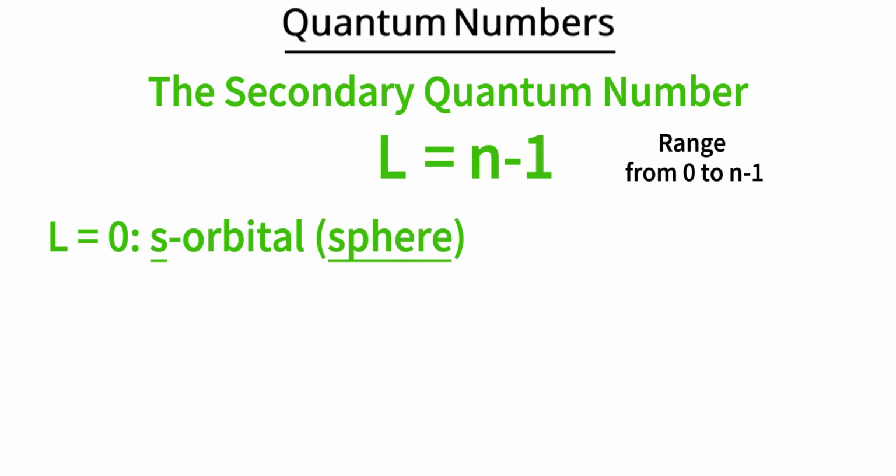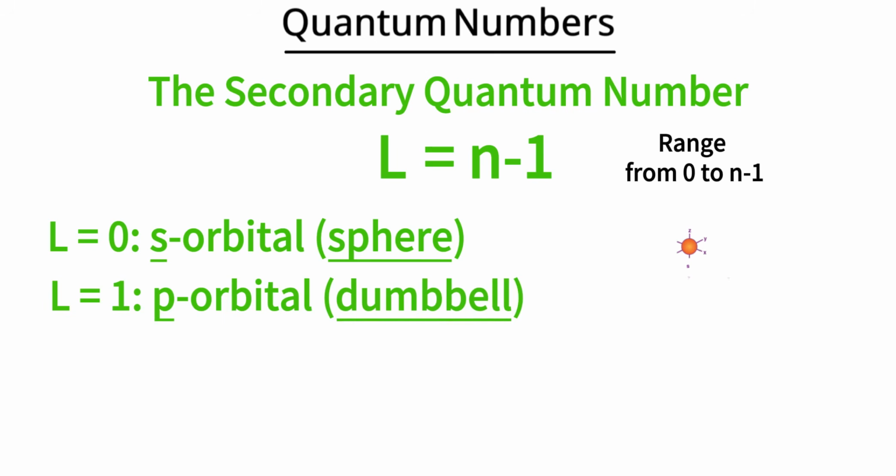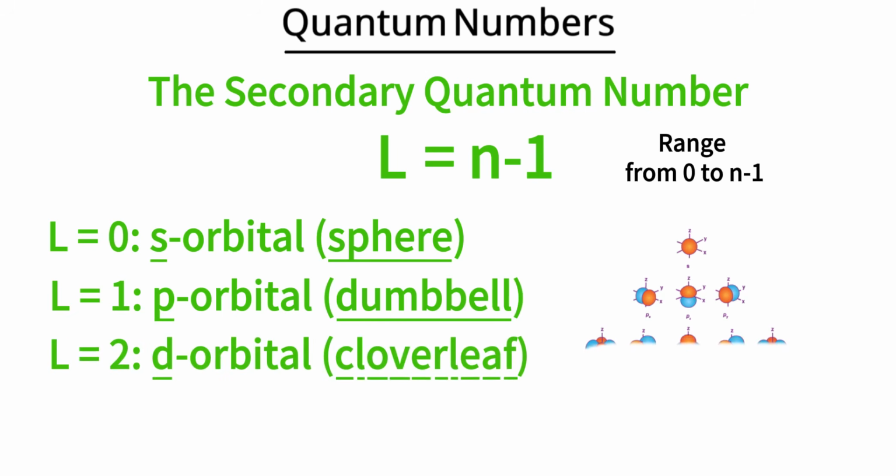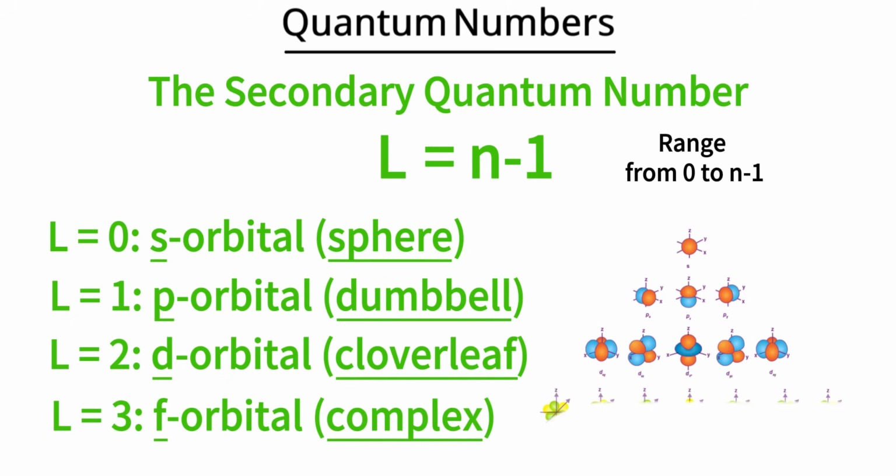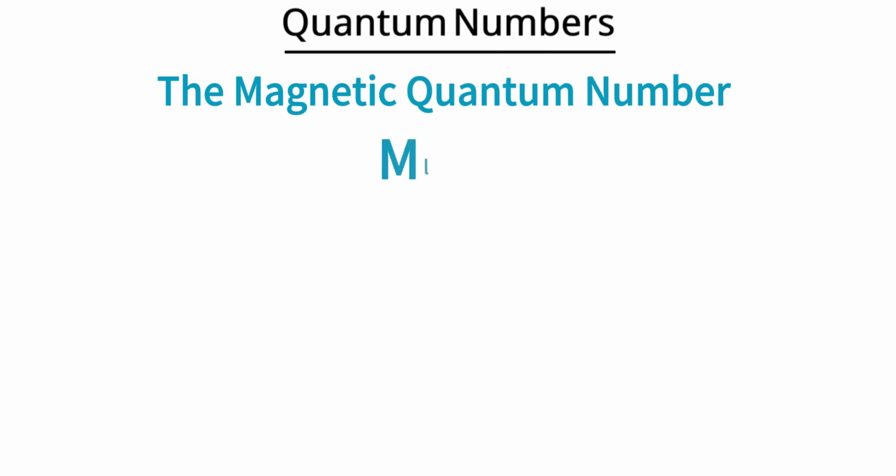If L equals 0, the orbital is an s orbital, which is a sphere. If L equals 1, the orbital is a p orbital, which has a dumbbell shape. If L equals 2, the orbital is a d orbital, which has a cloverleaf shape. If L equals 3, the orbital is an f orbital, which has a more complex shape. Think of the secondary quantum number as the type of room in the apartment, like 1 bedroom, 2 bedrooms, and so on. The third quantum number is the magnetic quantum number, represented by ml.